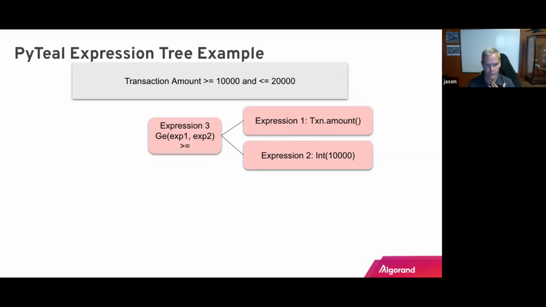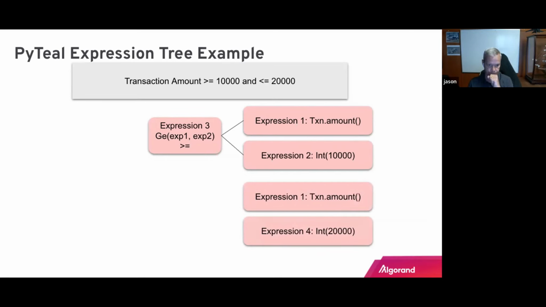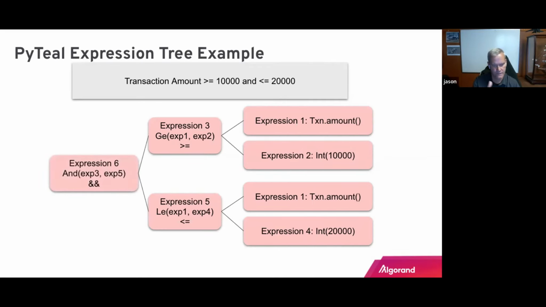And by the way, we also overload all the operators with the PyTeal library as well, so you can use greater than or equal to instead of the Ge method. So that's the first side of the expression that I'm trying to create. Now I want to do the second one. So I repeat expression 1. Now I have expression 4, which is loading the 20,000 onto the stack, right? And then I'm going to pipe those into the less than or equal to expression. So now I have expressions 3 and 5 that are building up to the root of my tree. Well, now I can create a new expression based on those 2 expressions. It's expression 6, and that's an And.